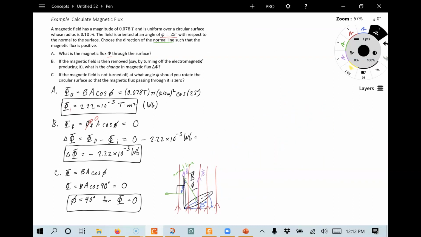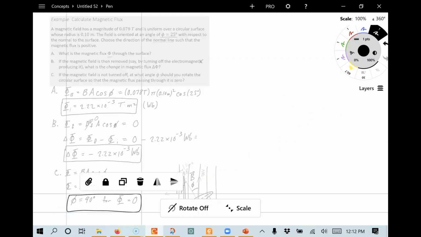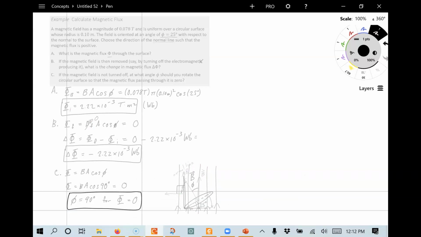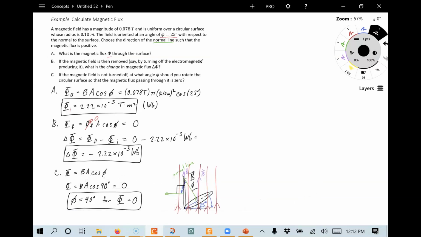Now, it's important, as we showed in this example, to be able to calculate the magnetic flux because we're going to use that extensively in Faraday's law.